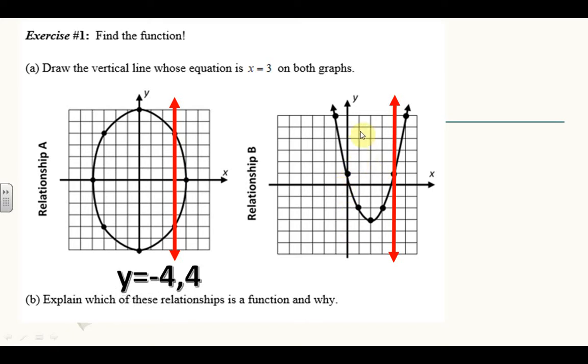Now, the reason is because, remember, for every input, there can only be one output. If you fail the vertical line test, you're going to get 2 different outputs for the one input. So for this x value, you could get -4 or 4, whereas on the right, you can only get -2 or positive 1.